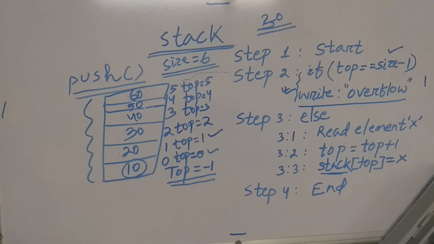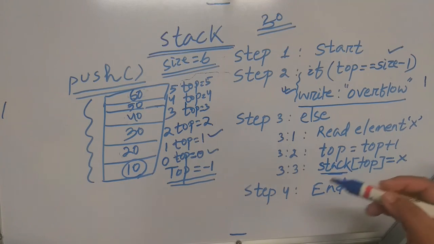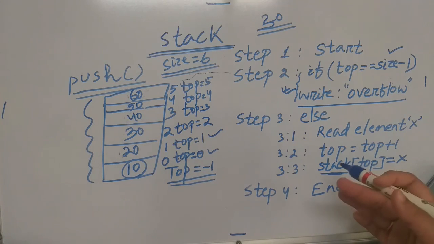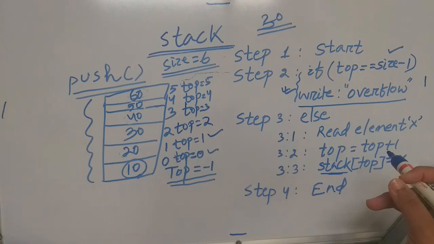Whenever we write the push operation, we first check the condition of stack overflow. If it is not full, then we insert the next element and increment the top position. Like this we insert the next elements one by one. So this is all about the technique of the push operation in the stack. In the next video we will discuss the pop operation. Thank you.